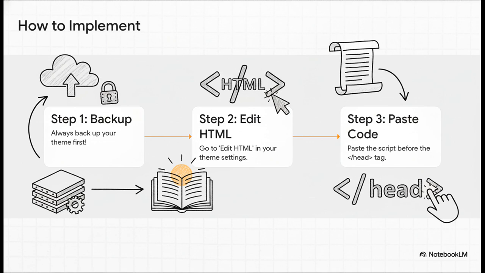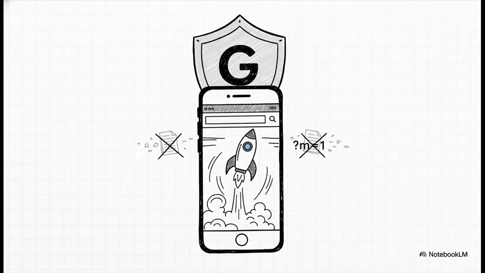All right, the second method is less of a fix and more of a full-on upgrade. AMP is a framework that was actually backed by Google to create lightning-fast mobile pages. By enabling AMP, you're not just fixing the m=1 problem, you're creating a completely separate, highly optimized mobile experience that Google absolutely loves. The duplicate content problem gets solved automatically because the AMP framework handles it all for you.